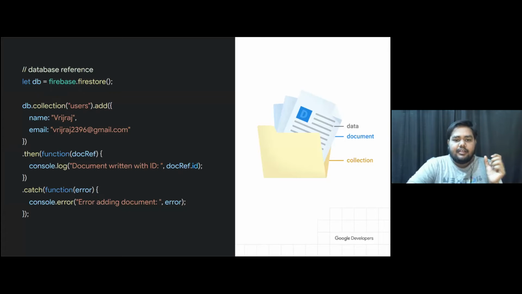Now, in a NoSQL database, we can store the data in terms of collections. Inside collections, we can have multiple documents, and each document can have a record. So here we have a database reference.